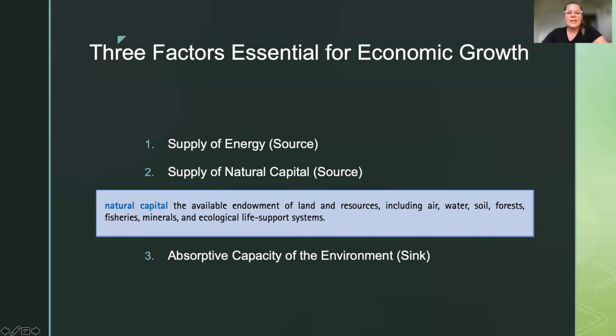And finally, if we're thinking about the earth as both a source for our economic activity and a sink, then we need to think about the absorptive capacity of the environment to act as a sink for our waste and our pollution.